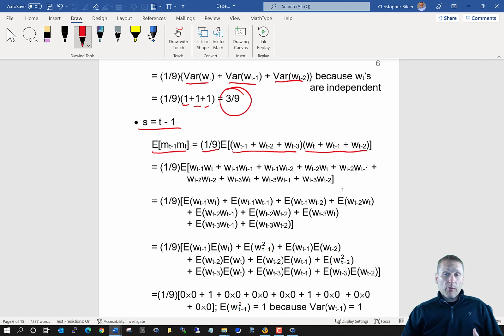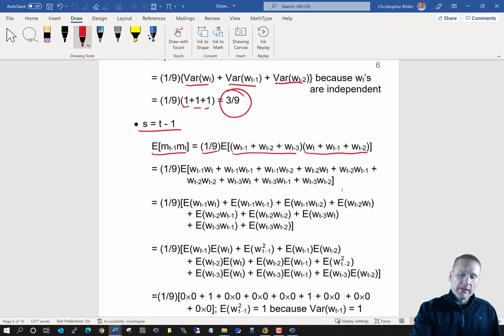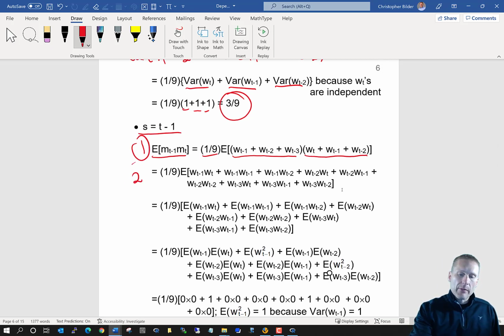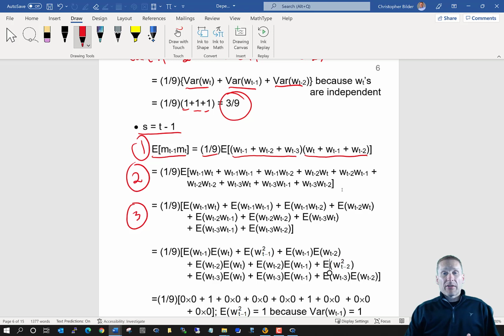Now, to find this particular expectation, I need to multiply everything out. So let's say this is step 1. Step 2, I multiply everything out within those brackets. Then step 3, I distribute the expectation within the sum. Step 4, I look to simplify a little bit here.